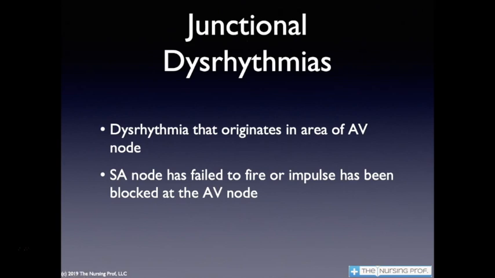Junctional dysrhythmias. So I mentioned this before. Sometimes they're called junctional, sometimes they're called nodal. We're talking about any kind of dysrhythmia that originates from the AV node. In order to have a junctional rhythm, the SA node has failed to fire. There's something wrong with the SA node. Otherwise, the SA node would be firing the heart. So the AV node is taking over because the SA node has failed to do its job.